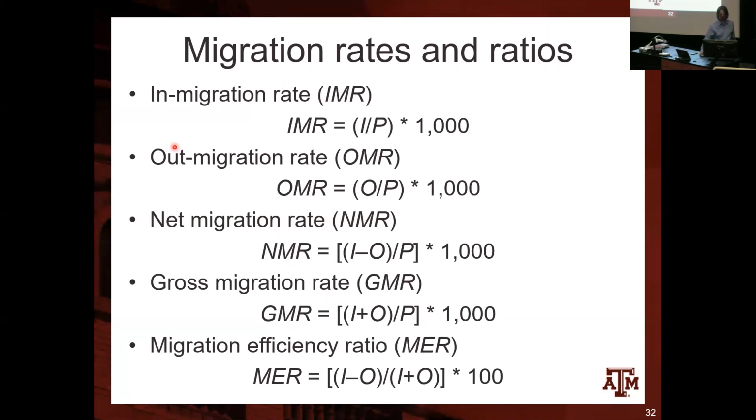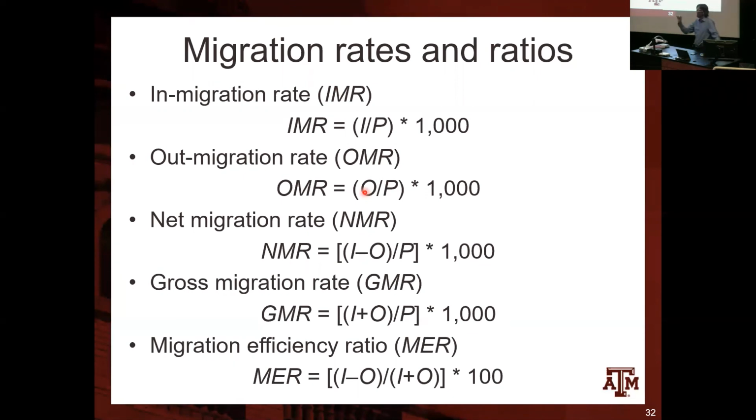These are some of the rates and ratios in migration that we can estimate. In migration rate, we get the number of people that entered a specific country, and technically the denominator here is the population of the country, or the state, the area that the person entered. Out migration is the number of people who left a specific area divided by the population of that area that they left.